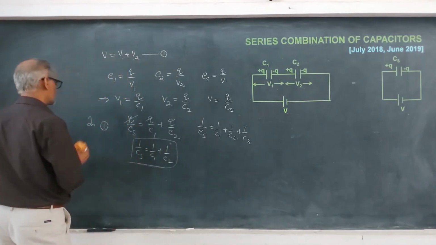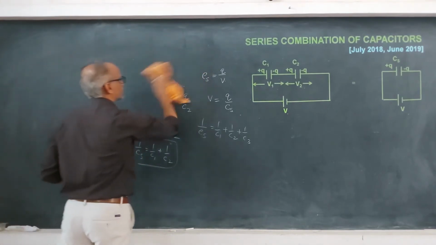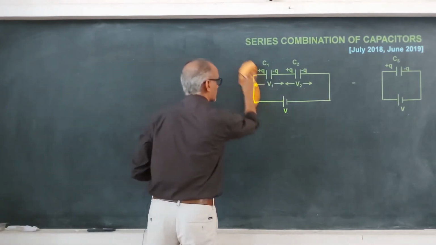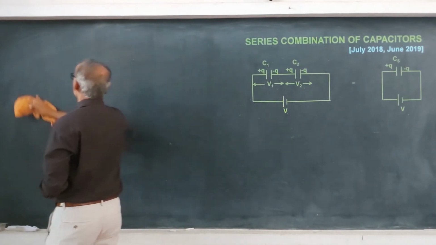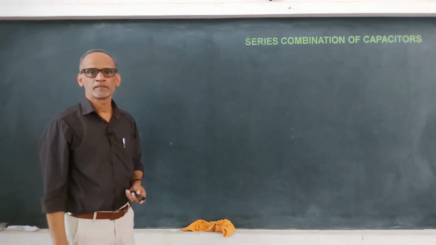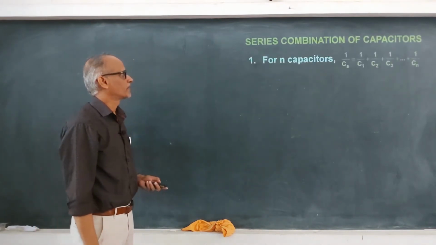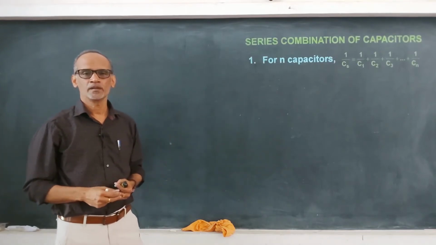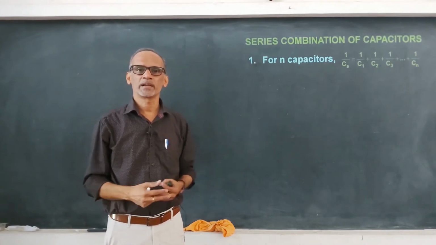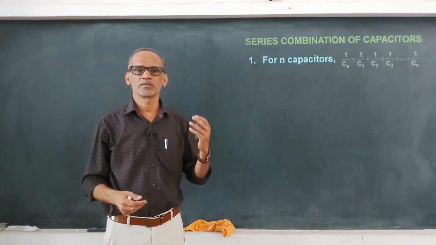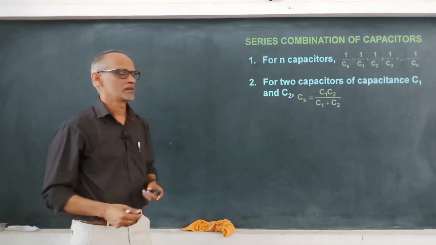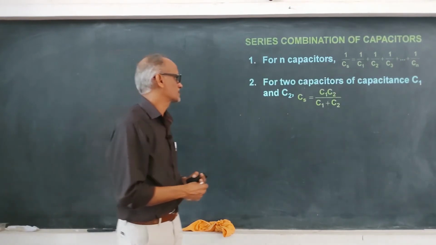So we have a few more equations related to the series combination of the capacitors. So we will analyze that. This question has appeared twice in the examination, so definitely an important derivation for 5 marks. In series combination, first one, for n capacitors. For two capacitors we derived 1 by CS is equal to 1 by C1 plus 1 by C2 and so on. If there are n capacitors, just extend it: 1 by CS is equal to 1 by C1 plus 1 by C2 plus 1 by C3 up till 1 by Cn.